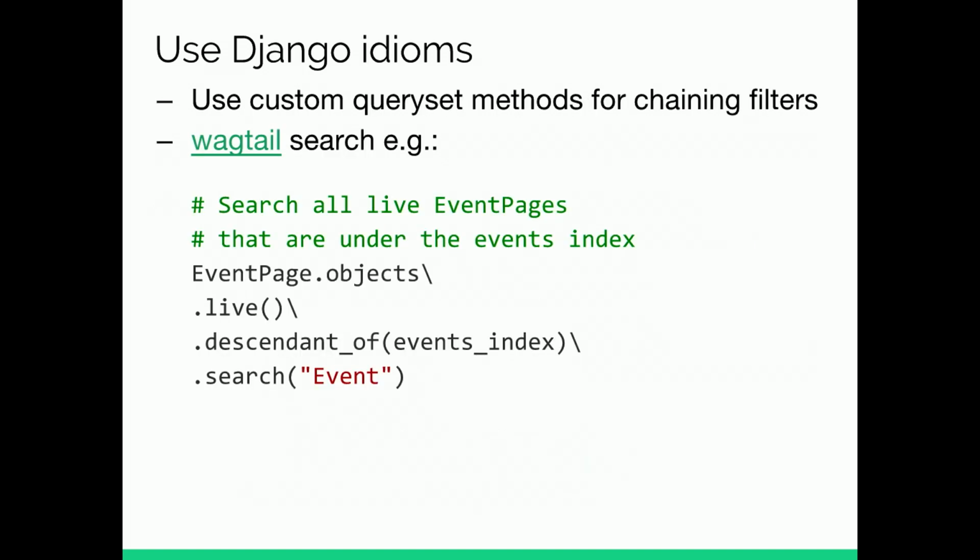respects. And also, a thing that many libraries miss, many Django apps miss, but is very important, is custom queryset methods for chaining filters. So for example, Wagtail uses this. You can search for live event pages that are under the events index by chaining different queryset methods, using live, descendant of, search. You can change the order of these. You can intertwine your own logic there.